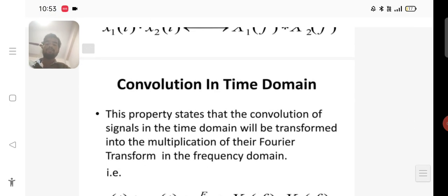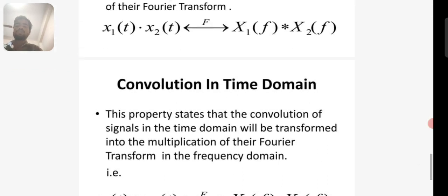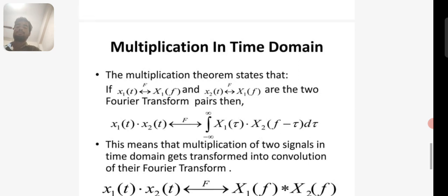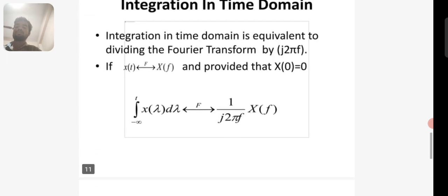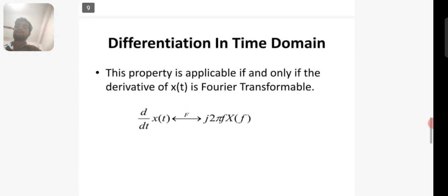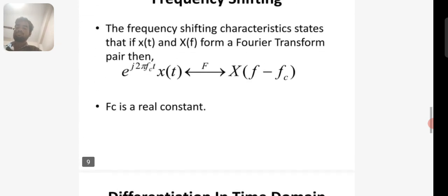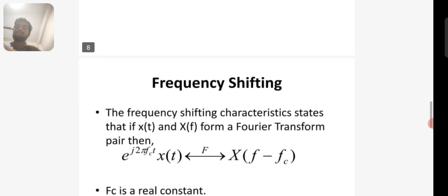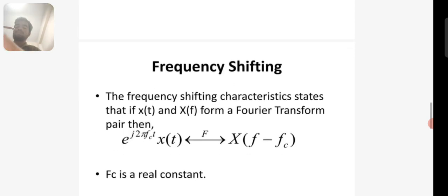There are 11 properties. Convolution in time domain, multiplication in time domain, integration in time domain, and differentiation in time domain, frequency shifting. Frequency shifting is e power j 2 pi fc t into x of t is equal to x of f minus fc, where fc is a real constant.